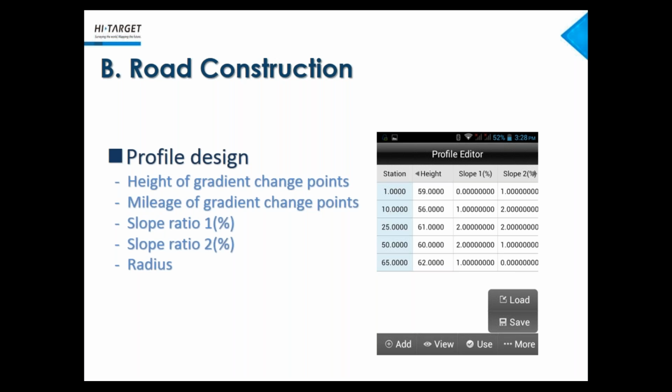And also we need the slope radial 1 and 2. 1 is for the slope radial backwards, and the slope radial 2 is for the slope radial ahead of this gradient point. And fourth and fifth is the radius.